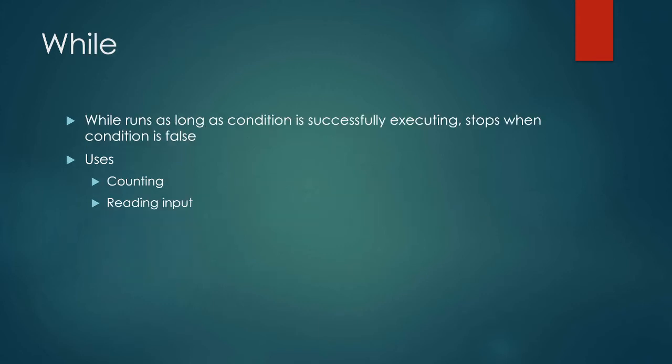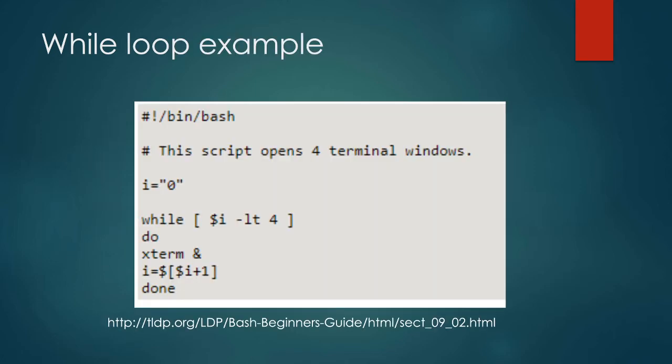We can use while loops. The idea behind a while loop is that it runs as long as the condition is successful. As soon as that condition is false, the while loop will stop. I can do this for things like counting or reading input. An example of a while loop is what you're seeing on the screen right now. This would be a loop that opens 4 terminal windows. I'm going to start with I, my counter, being 0. While my counter I is less than 4, I want to use xterm to open a window.